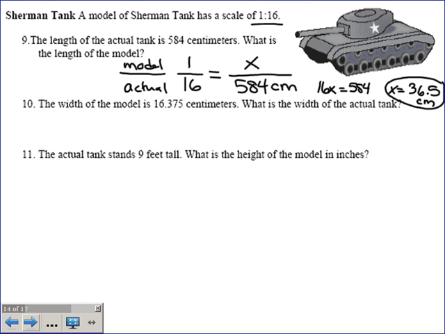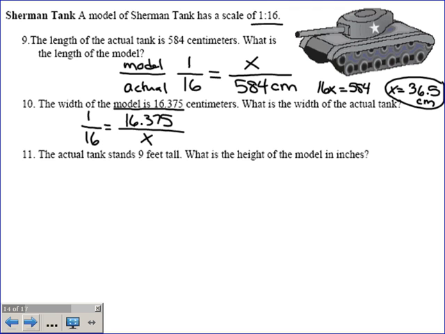The width of the model is 16.375 centimeters. Again, we're going to use this 1 over 16 scale. Is the 16.375 centimeters going to be on top or bottom if we're talking about the model? Yeah, it's going to go on top, because the model's on top, the actual's on the bottom. We have to cross multiply. Actually, it's not going to be close to 1 at all. It's going to be really big. Sorry, that's not even close.